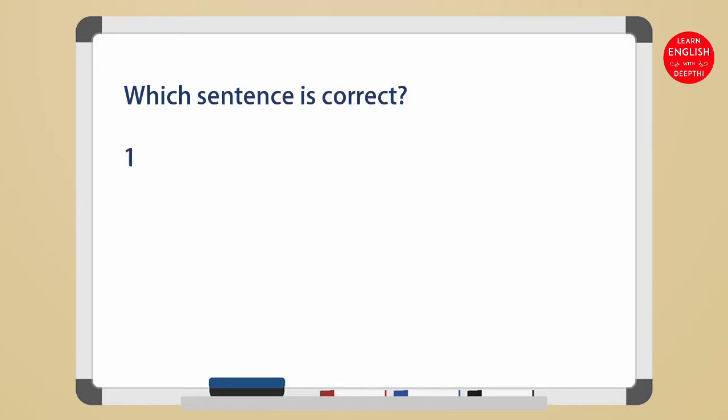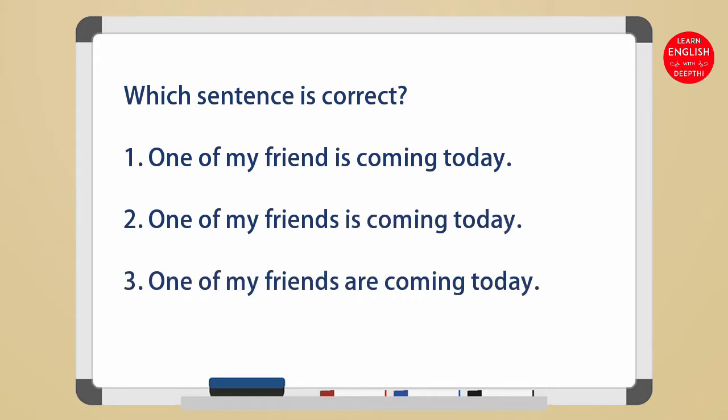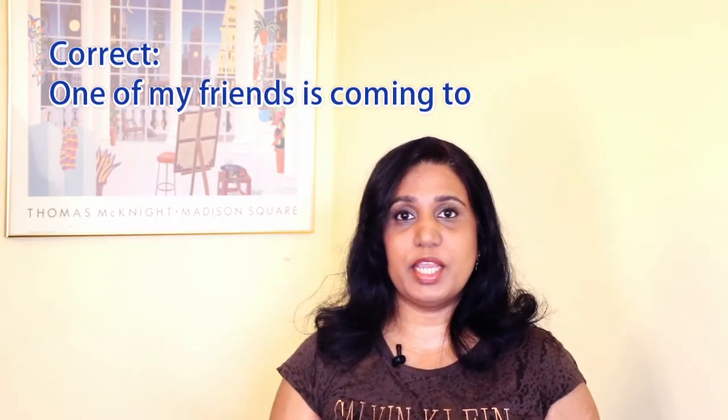Today we are going to take a look at the usage of "one of". So let's take a look at these sentences and which of these do you think is correct? So here are the sentences. One of my friend is coming today. One of my friends is coming today. One of my friends are coming today. So here the second sentence is the correct one. One of my friends is coming today.